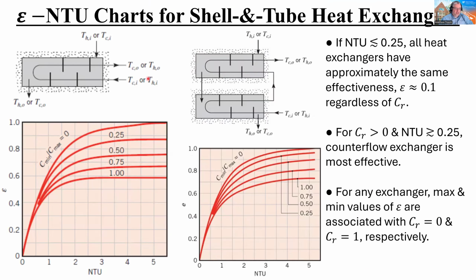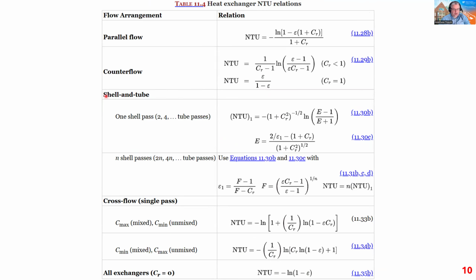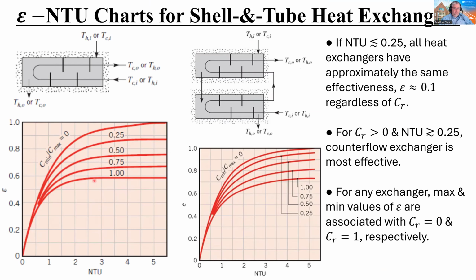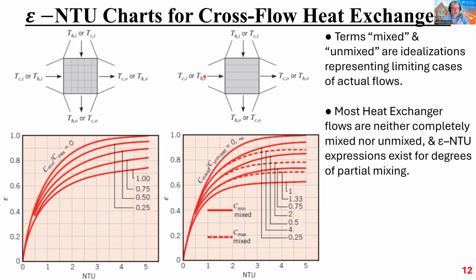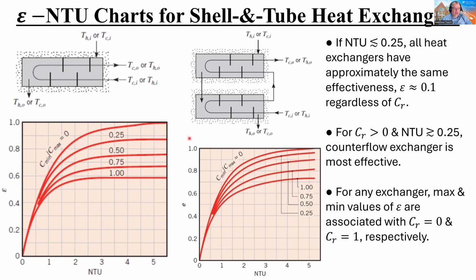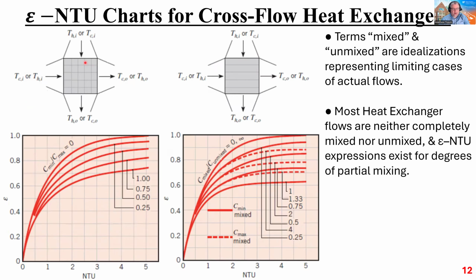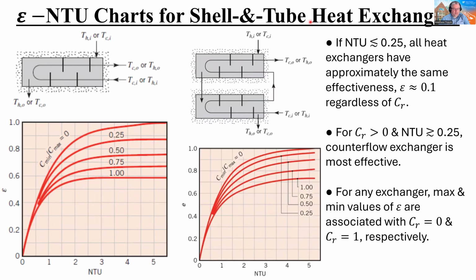There's a bunch, right? Like we've got shell and tube, we've got cross flow heat exchangers. So here are the expressions, the figures for the shell and tube heat exchangers. Here they are for the cross flow heat exchangers, right? And as I was saying earlier, the LMTD method does not actually work, at least not directly, for shell and tube and for crossflow. You need a correction factor.